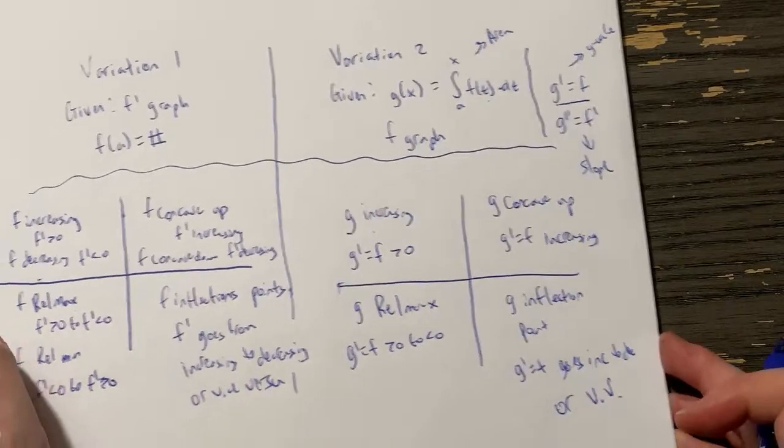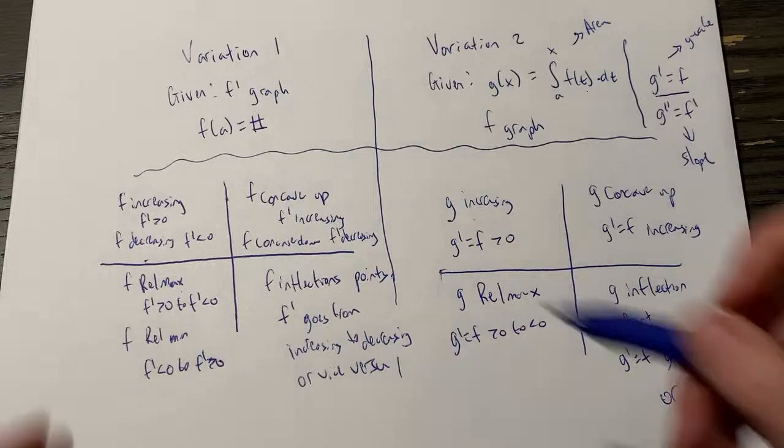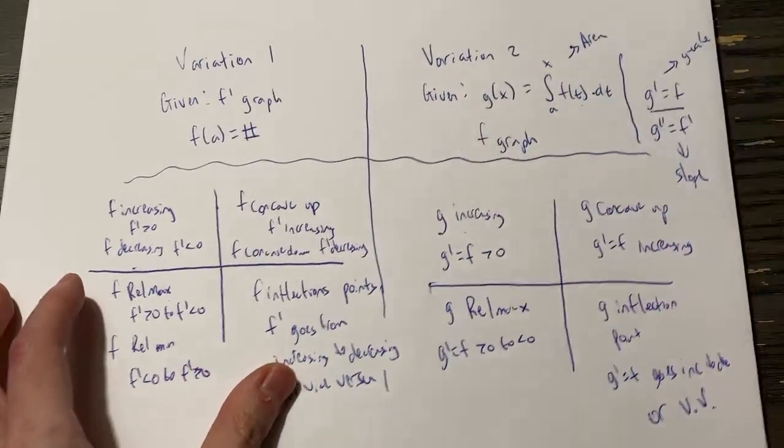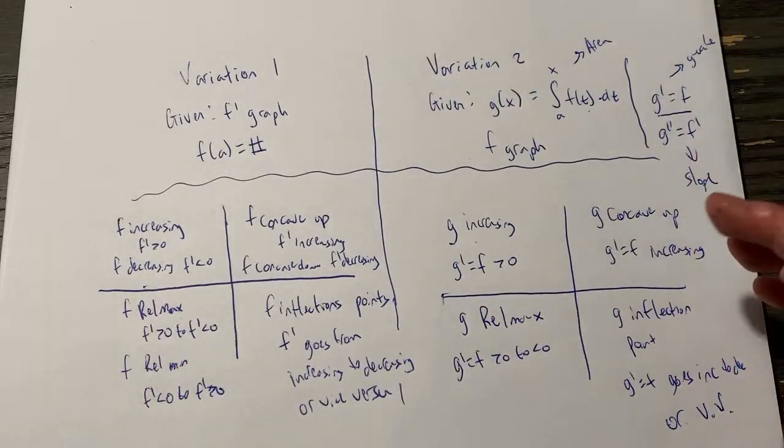So that's basically it again. These are the rules all the time. This variation is f prime graph given, this variation is g given. We'll refer to this as we do the questions, but let's do a question here.